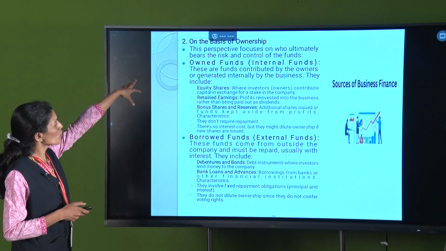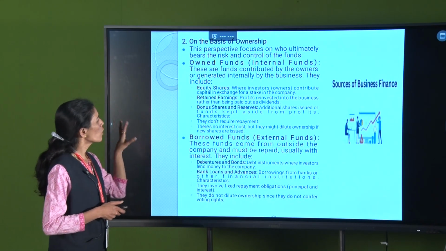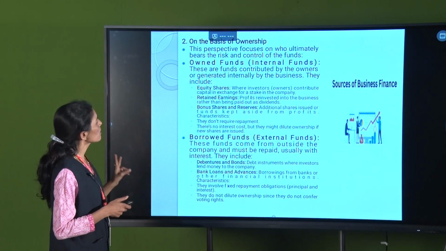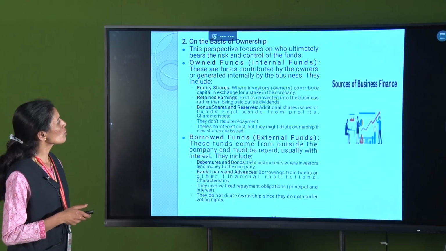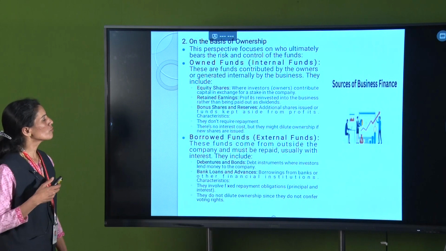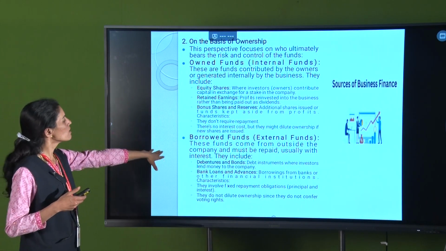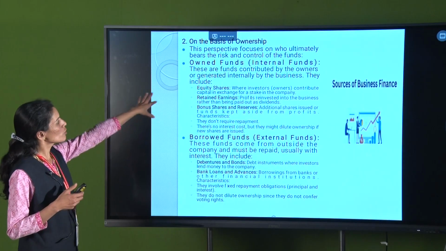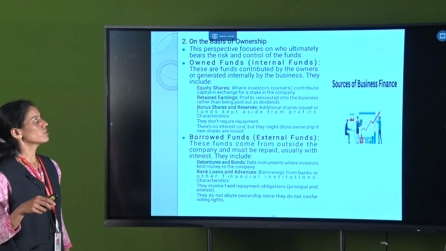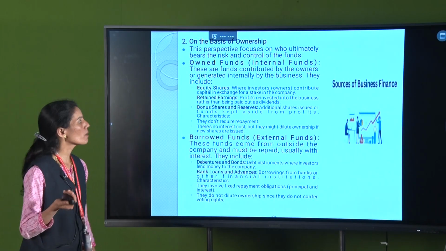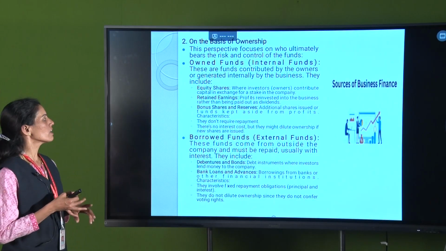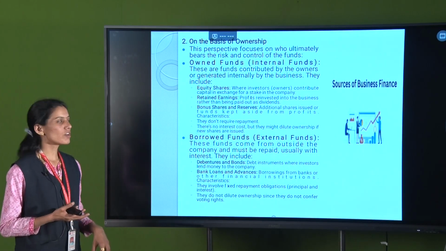Then the second main point is on the basis of ownership. On the basis of ownership, there are two types of funds. This perspective focuses on who ultimately bears the risk and the control of our fund. First one is own fund, second one is borrowed fund. What is meant by own fund? These funds are contributed by the owners or generated internally by the business. They include share capital, retained earnings, bonus shares, and reserves.